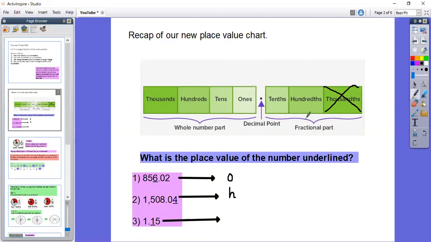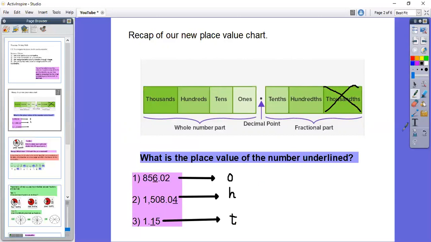Number 3, my number is 1.15, and I can see my 1 is underlined, but that's after my decimal point, so it must be in the tenths column. And I'm going to put a lowercase t for tenths, like that.